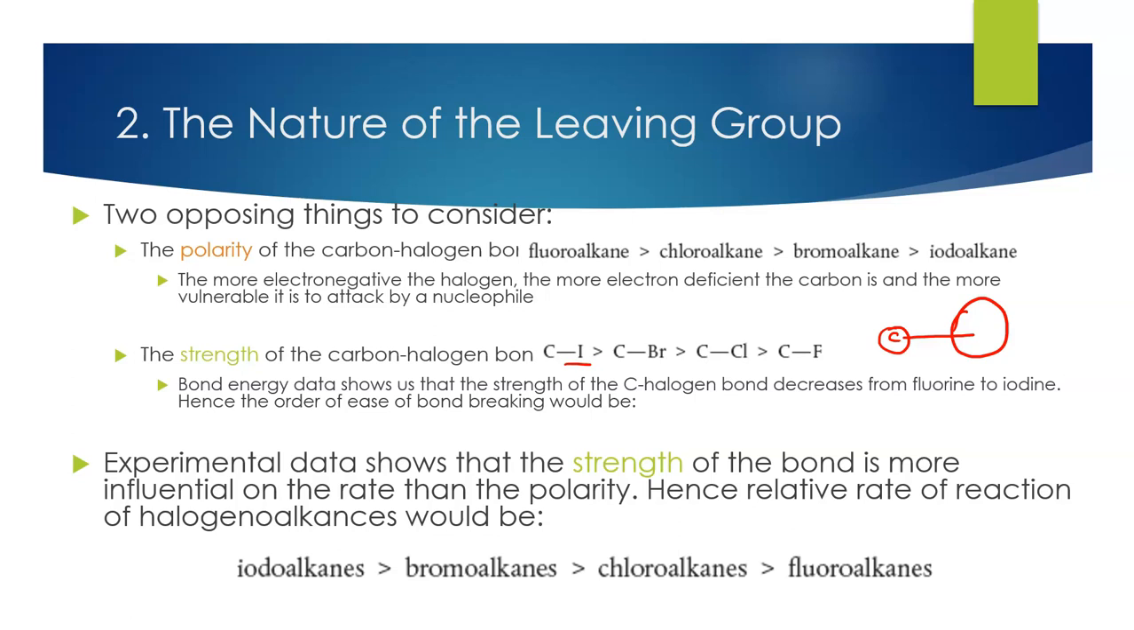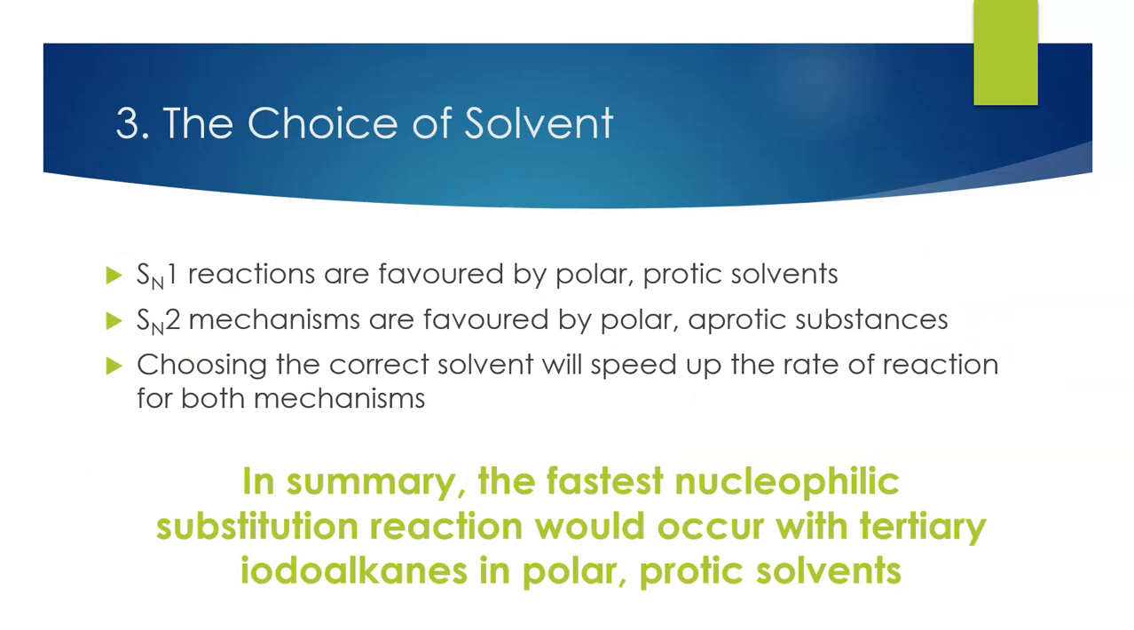So the strength of this bond with the larger halogens is weaker, which means that it is easier for it to cleave, forming the leaving group. So the rate will go in order of an iodoalkane will be faster than a bromo, which is faster than a chloro, and faster than a fluoro, okay, even though the polarity is the opposite direction.